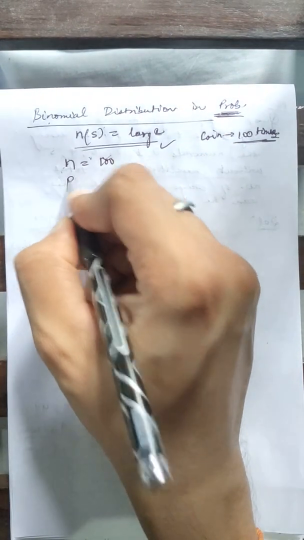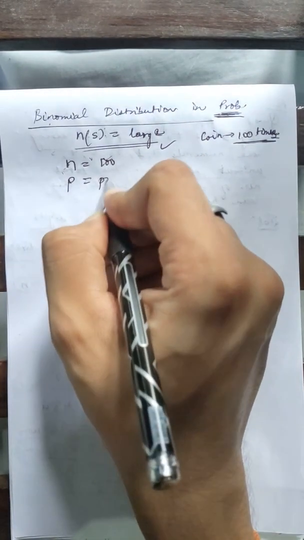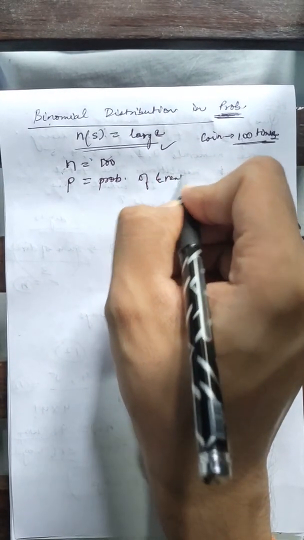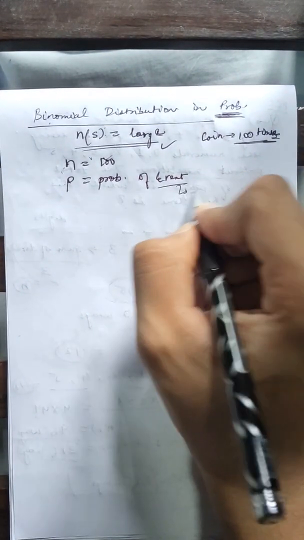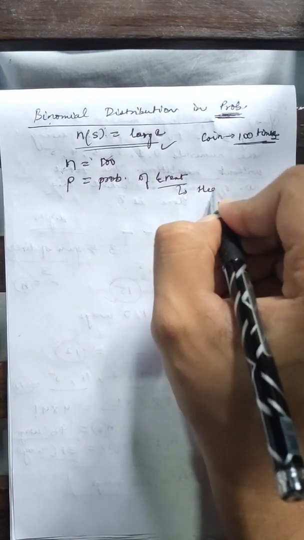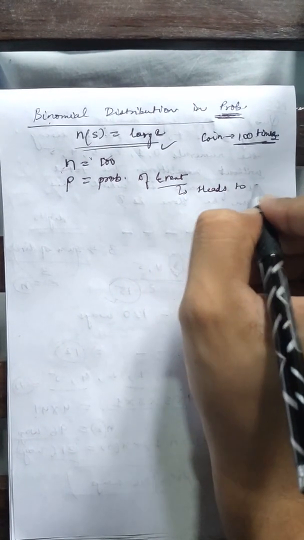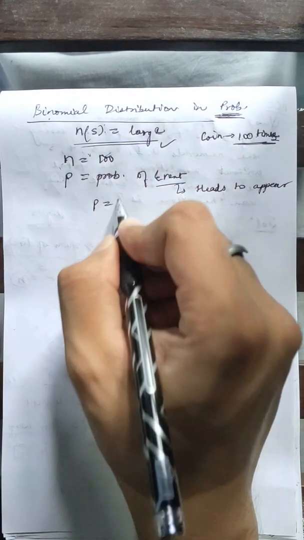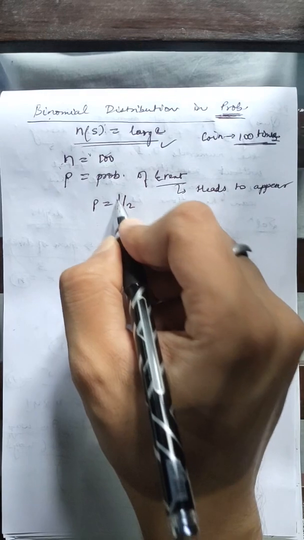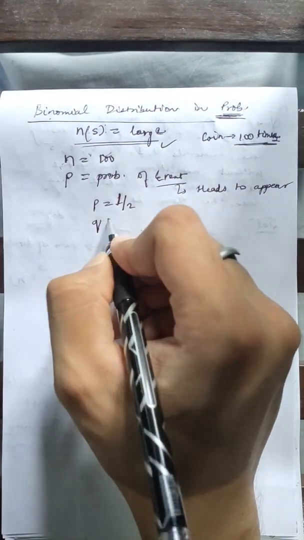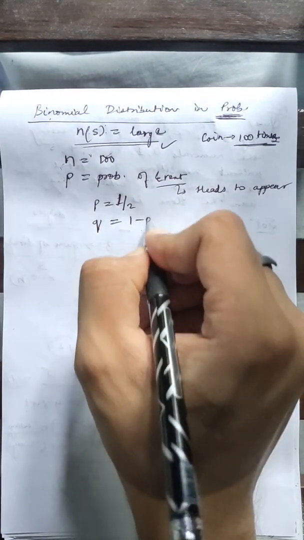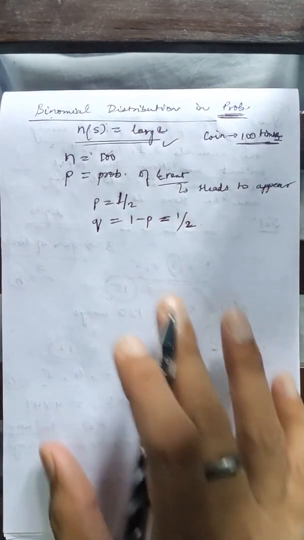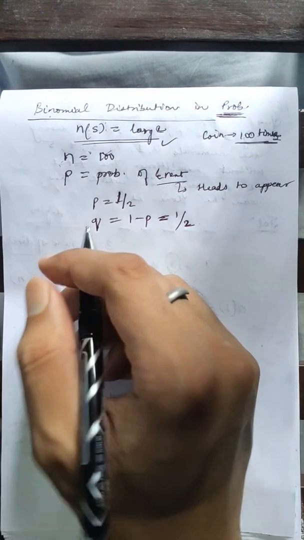Now p in binomial distribution is described as the probability for the event to occur. Here the event we are talking about is heads appearing. So p, the probability of heads appearing, is 1 by 2, and q will be the probability of heads not appearing, that is equal to 1 minus p, which is also 1 by 2. Now this is the simple example of binomial distribution.